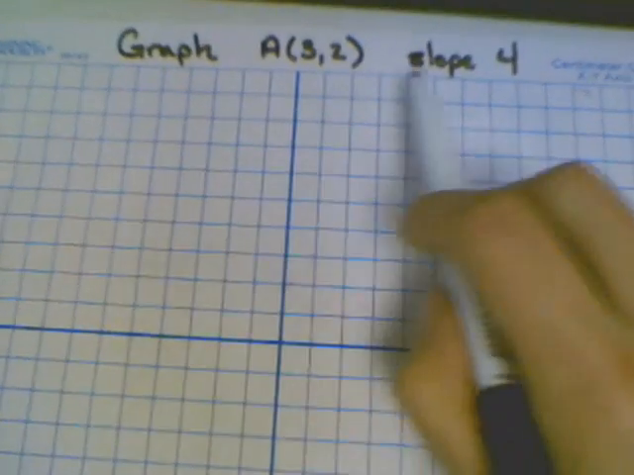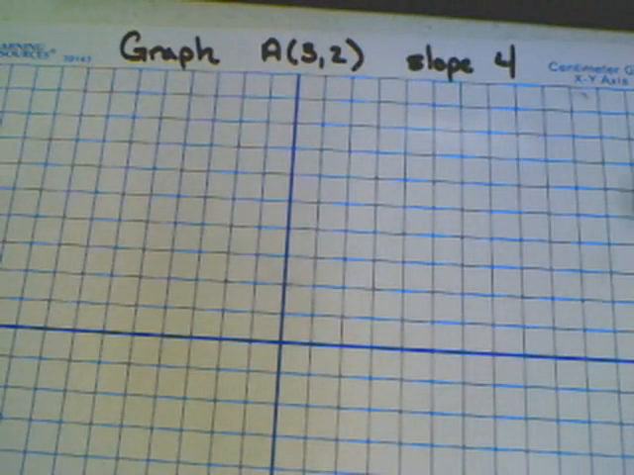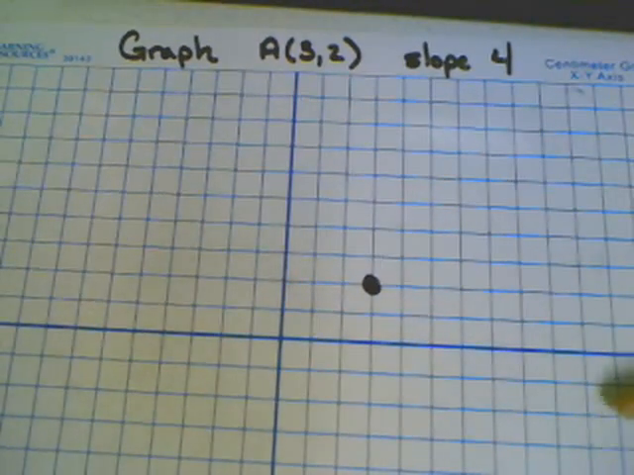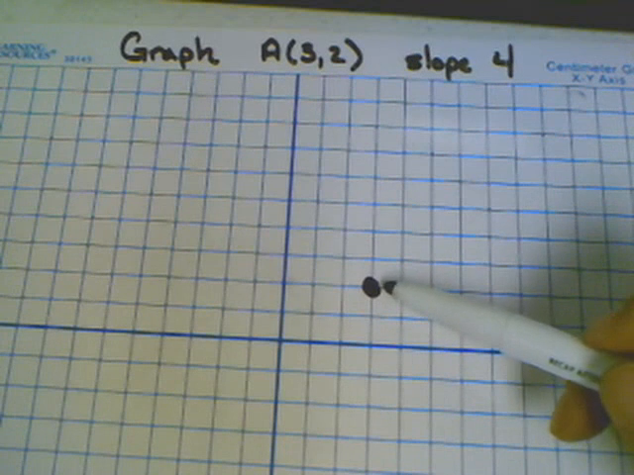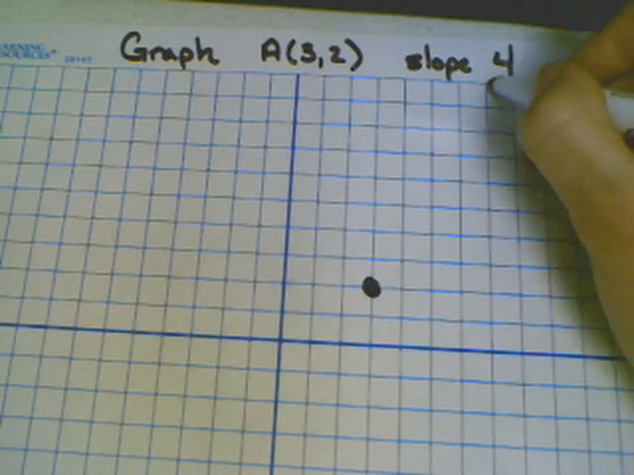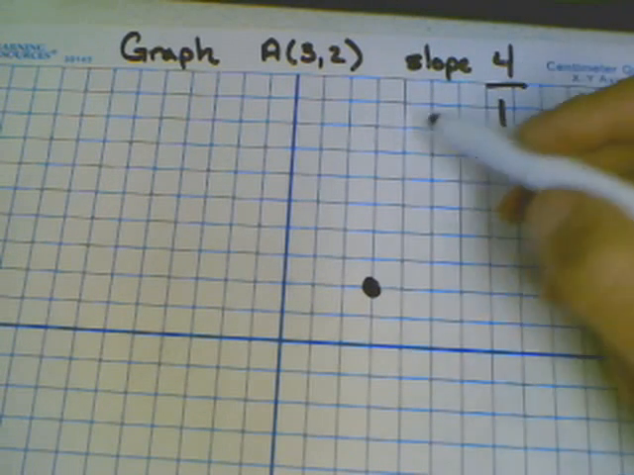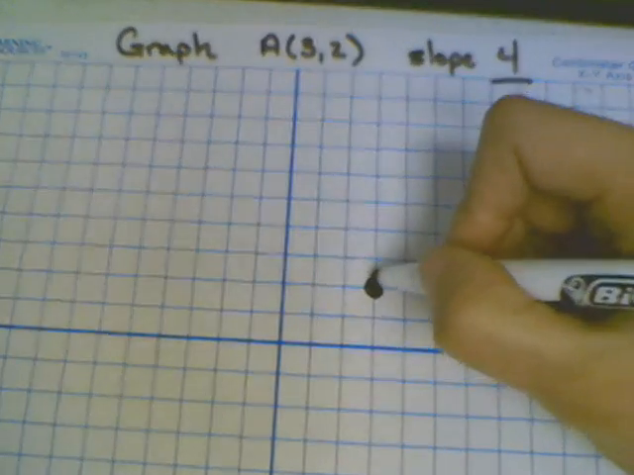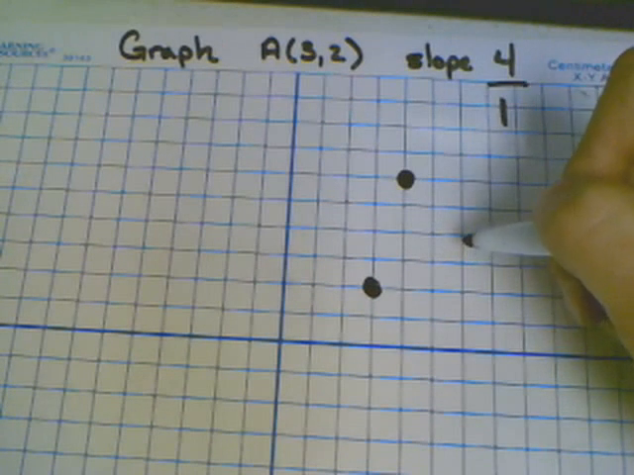Given a point and the slope, draw the given line. Start by plotting the point. The point is at (3, 2). Now I know that another point that is on this line is going to have this slope. That means if I go 4 up and over 1, make the slope into a fraction, if I go 4 up and over 1, I'll find the next point on this line. So up 4, over 1, this point is on the line.